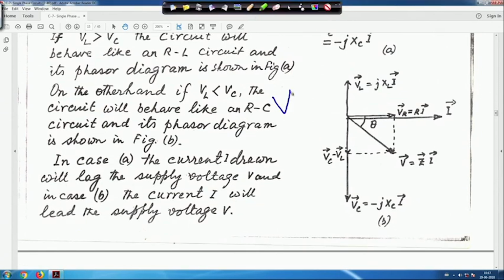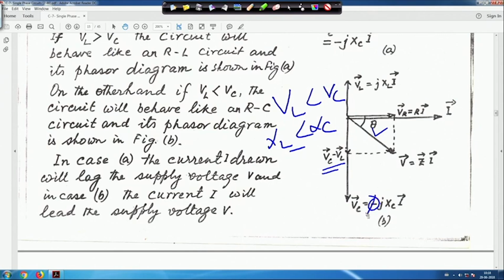Suppose VL is less than VC, that means XL is less than XC, just the opposite. In that case, theta will be negative. This is my I, this is angle theta. This will now be VC minus VL. Do not get confused with this sign, it is just to show this, but when we take the difference of this, do not ignore it. VC minus VL will be jXL minus XC, into I.